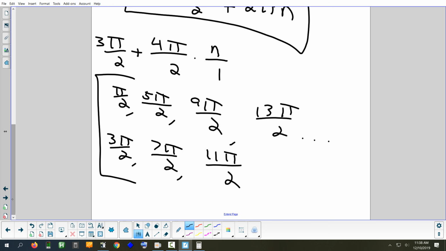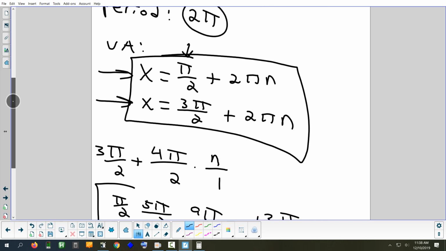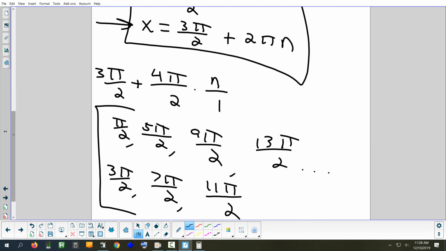So you might see something like that and be like, how the heck did they get all odd multiples of pi over 2? It's because they wrote out the two formulas and looked for a pattern and said, oh, 1 pi over 2, 3 pi over 2, 5 pi, 7 pi, 9 pi, 11 pi. Oh, it's odd numbers with pi over 2.